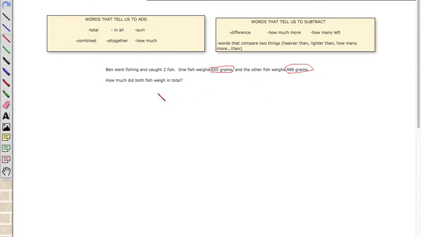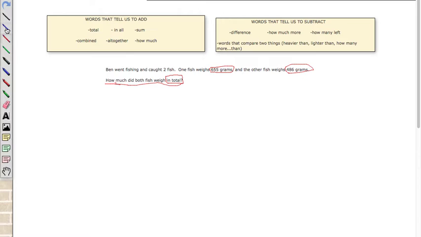Just to let you know, I am using my mouse pad to move my pen, so I apologize for any inaccuracy. And we have here our sentence. Our question is, how much did both fish weigh in total? So there are our keywords, in total. And we know that in total is one of our words for adding.